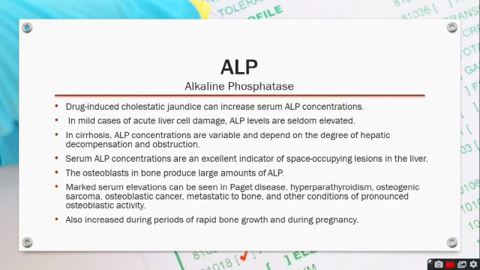In mild cases of acute liver cell damage, ALP levels are seldom elevated, and even in cirrhosis, ALP concentrations are variable and depend on the degree of hepatic decompensation and obstruction. It can be primarily due to the disruption of biliary canaliculi within the liver.